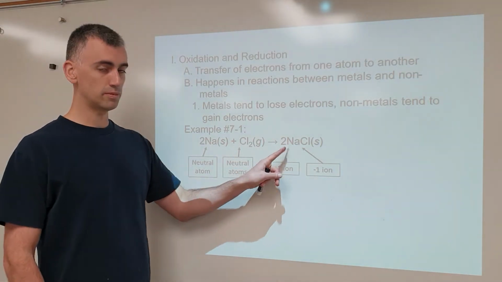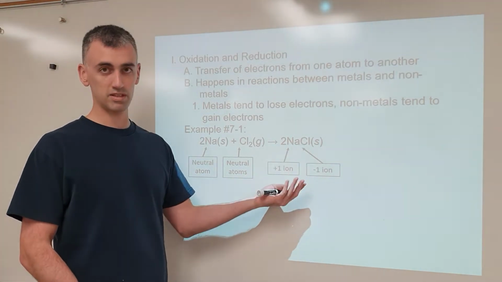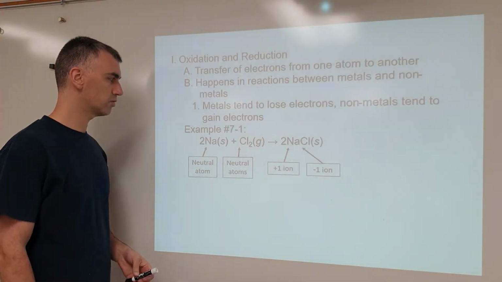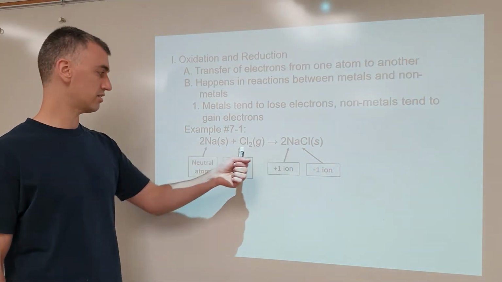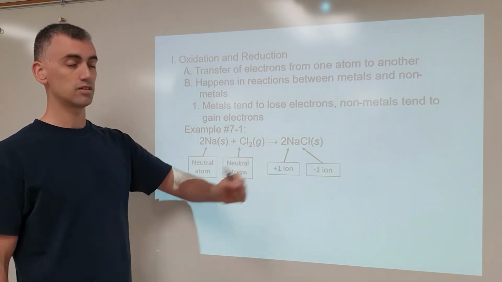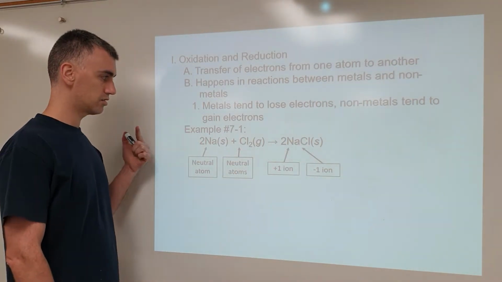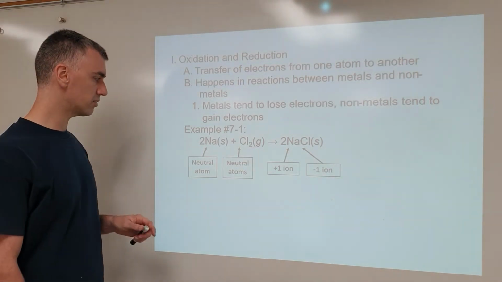We go look up sodium on the periodic table. Sodium is a +1. Go look up chlorine on the periodic table. Chloride ion makes a -1 charge. So we can say the charge of sodium changed from reactants to products, and the charge of the chlorine also changed from reactants to products.